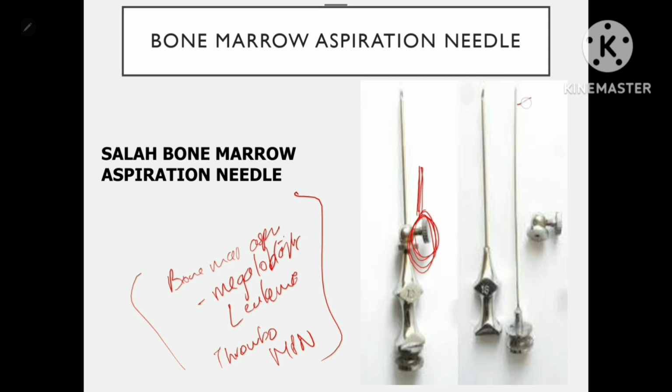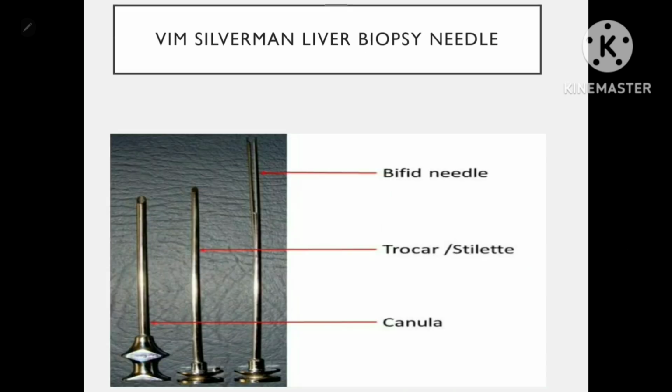So this is the trocar, and this will be the cannula. So this will be the adjusting thing to know the depth of penetration. So next is the Vim Silverman liver biopsy needle.